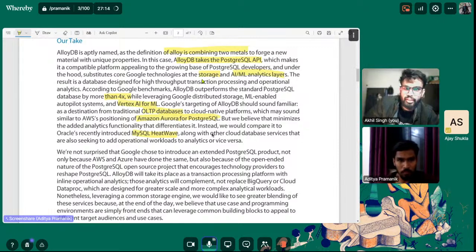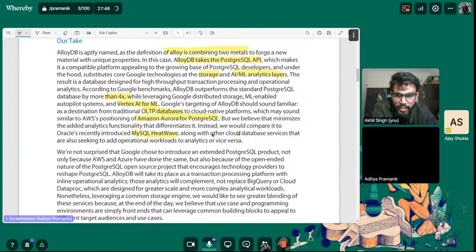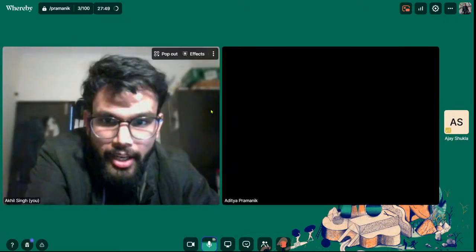in the AlloyDB. And what it does is, it lets PostgreSQL run on steroids, like it makes it 4x faster, since it's leveraging Google distributed storage, which is highly optimized, and we have heard that it is a great design. So that's about Google distributed storage, and they have also enabled machine learning capabilities in this with Vertex AI of Google, I think, and Google Star.